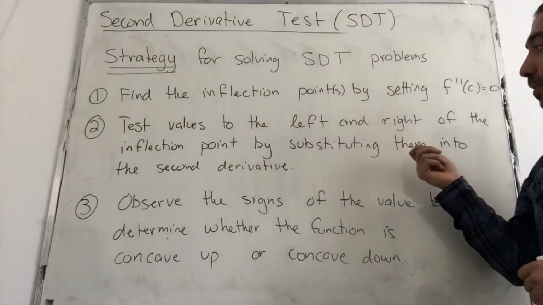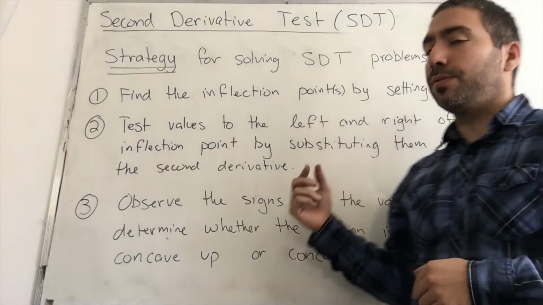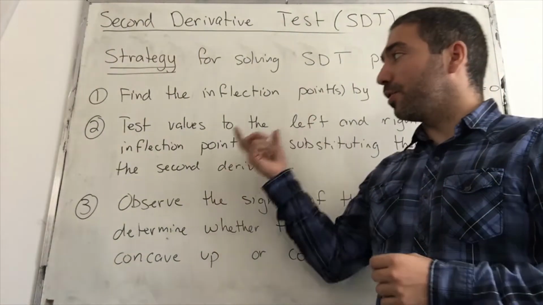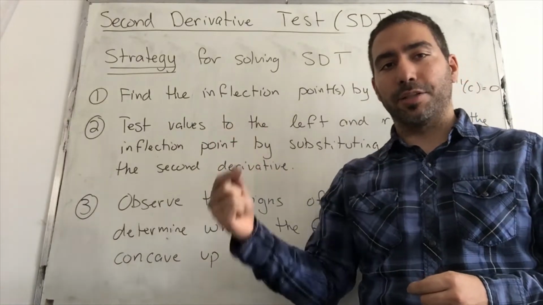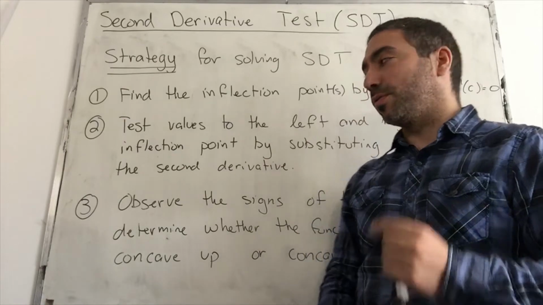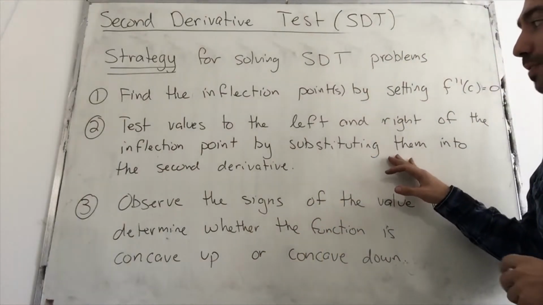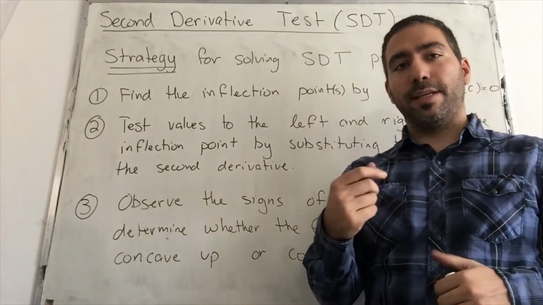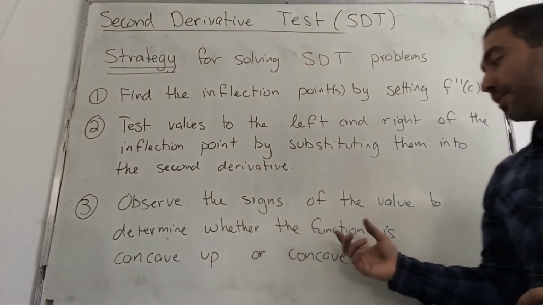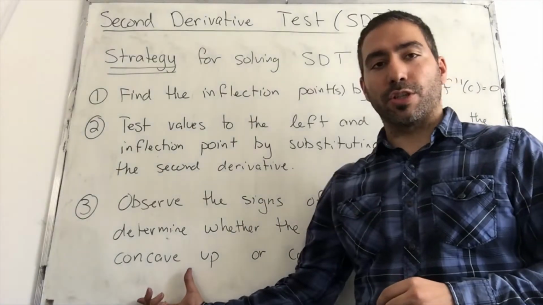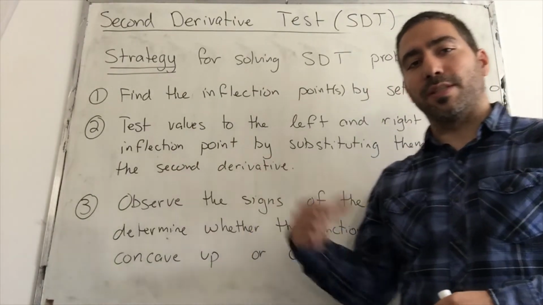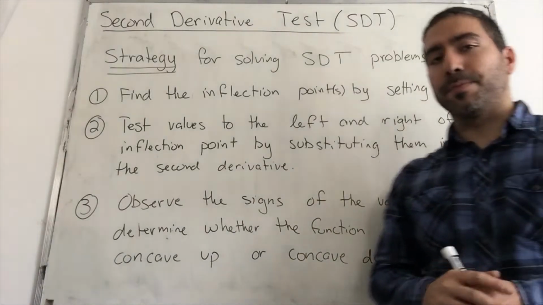Once you have your test values, substitute them into the second derivative, because remember, we're doing the second derivative test, so your test values get plugged into the second derivative function, not the original function, so don't make that mistake. We substitute our test values into the second derivative to see if the values are positive or negative. Once we do that, we determine whether the function is concave up or concave down. If it's positive, it's concave up. If it's negative, it's concave down.